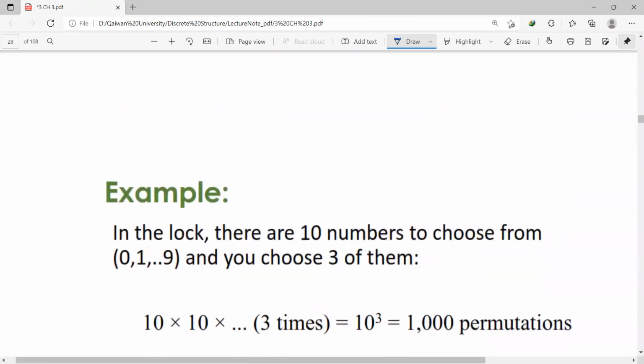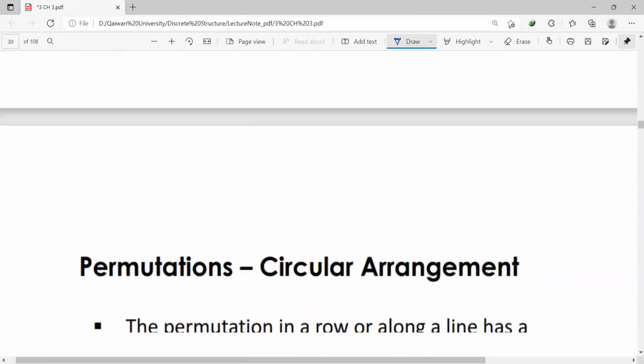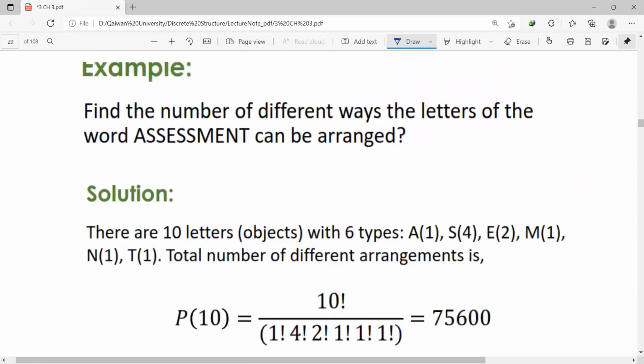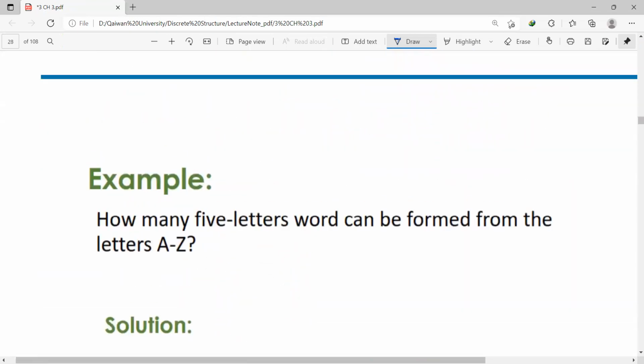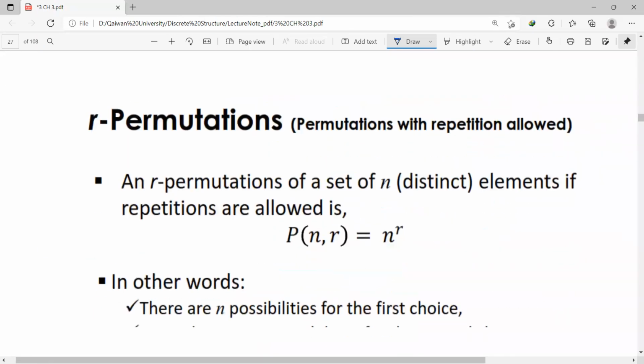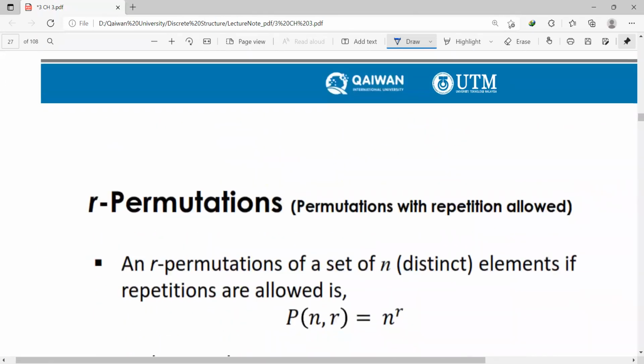So if repetition is allowed, okay, it's enough for today. We get here to repetition being allowed.